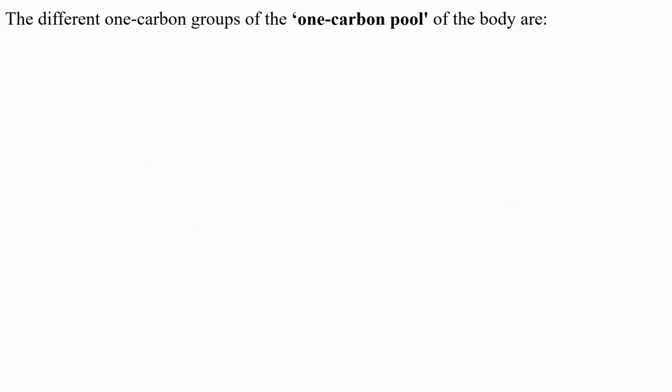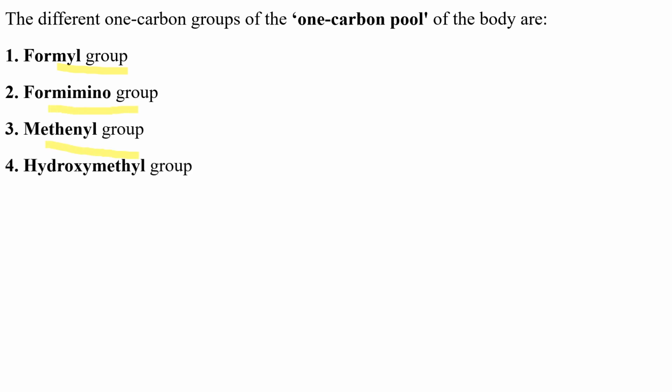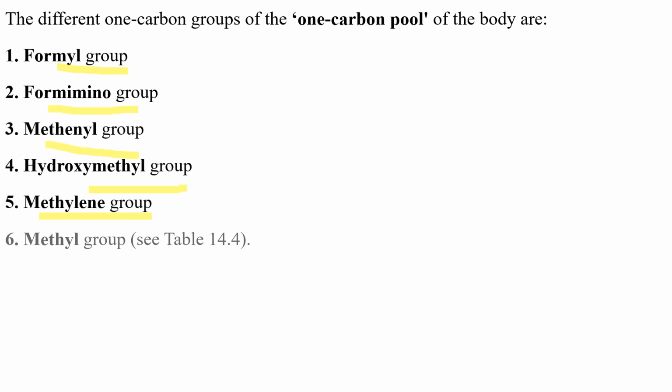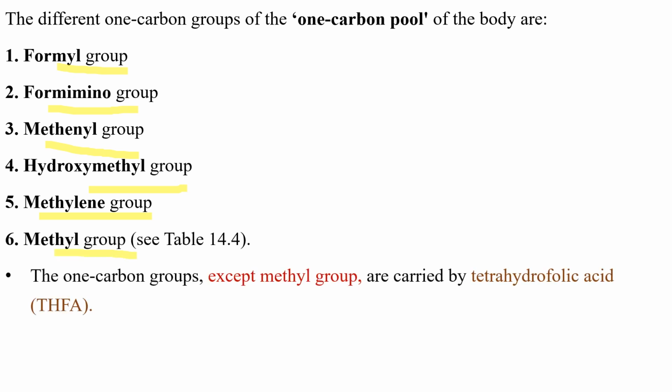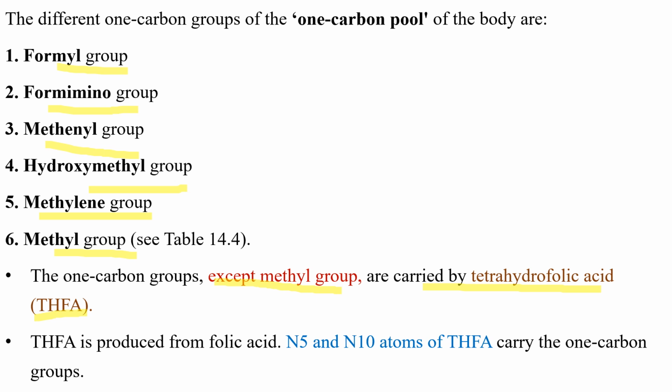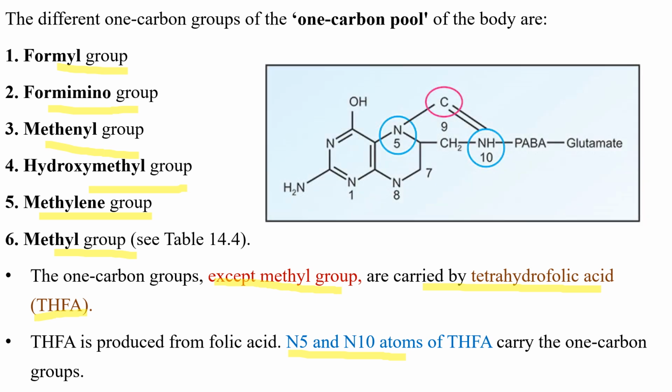The one carbon groups are formyl groups, formimino groups, methenyl group, hydroxymethyl group, methylene group and the methyl group. All these groups have one carbon atom, and except the methyl group, all the carbon groups are carried by tetrahydrofolic acid, which is shortly known as THFA. And the THFA has N5 and N10 atoms. Nitrogen number 5 and nitrogen number 10 of the THFA carry all these one carbon groups.